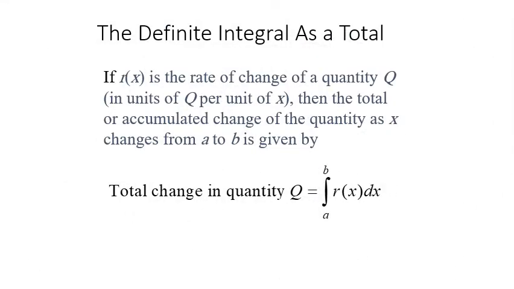The definite integral as a total. If R of x is the rate of change of a quantity Q in units of Q per unit of x, then the total or accumulated change of the quantity as x changes from a to b is given by: total change in quantity Q equals the integral from a to b of R of x dx. R of x is the rate of change.